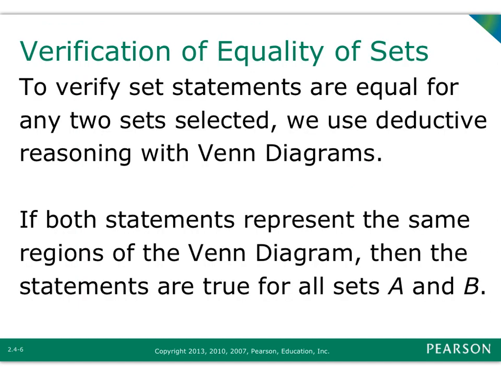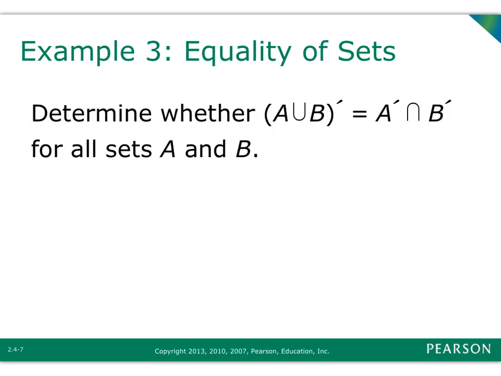So to verify set statements are equal for any 2 sets selected, we use deductive reasoning with Venn diagrams. If both statements represent the same region of the Venn diagram, then the statement is true for all sets A and B. So, determine whether the complement of A union B is equal to the intersection of A complement with B complement for all sets A and B.